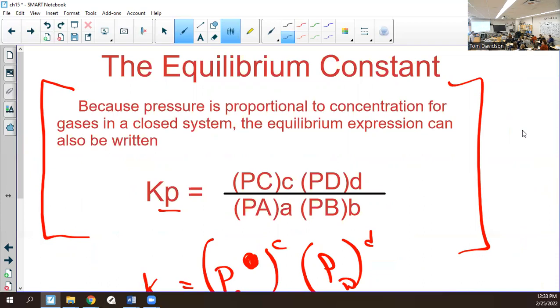All right. So, the equilibrium constant. Because pressure is proportional to concentration for gases in a closed system, the equilibrium expression can also be written Kp, where we use the pressure of C raised to c times the pressure of D raised to d.